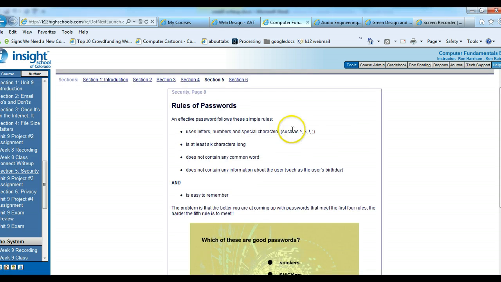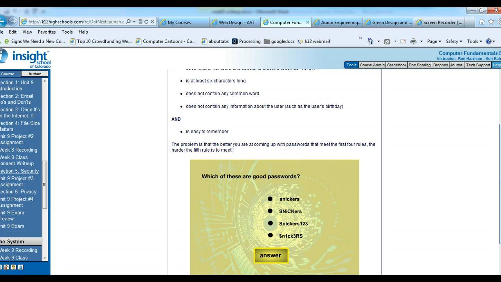Here's some good rules for passwords. Use a mix of letters, numbers, and special characters. At least 6 characters long. Some websites require you have 8 maybe. Not a common word, like snowflake would probably not be a good password. Does not contain your birthday or anything like that, and it has to be easy to remember.